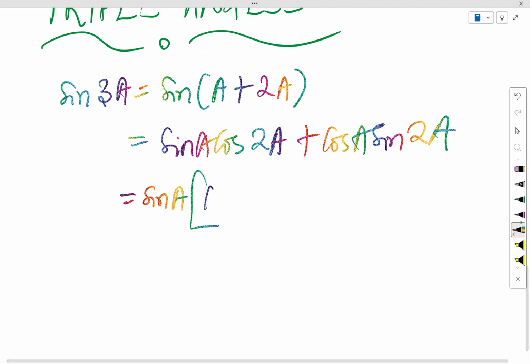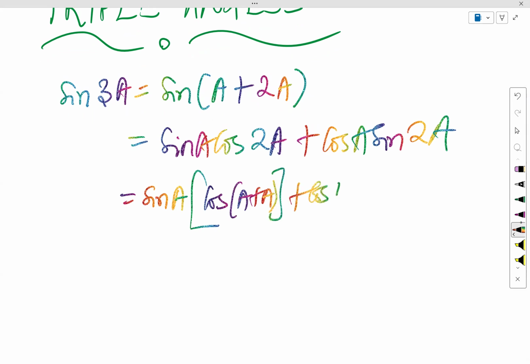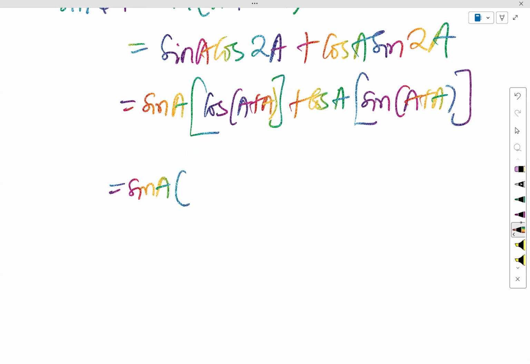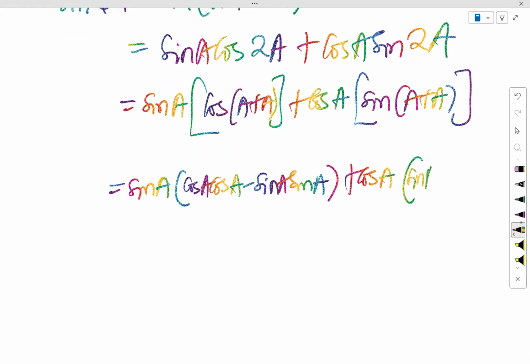Cos 2a is the same thing as cos (a plus a), then plus cos a. And sine 2a is actually sine (a plus a). Then you try to expand all that. So you have sine a into cos (a plus a), which is simply cos a minus sine a, like we already had, and then cos a into sine (a plus a) is sine a cos a plus cos a sine a, right?